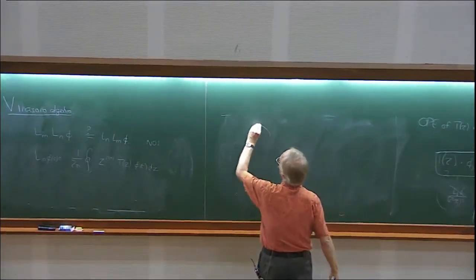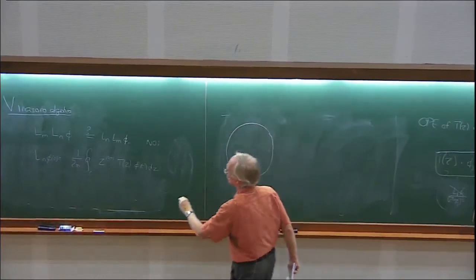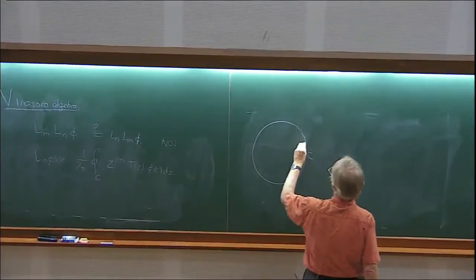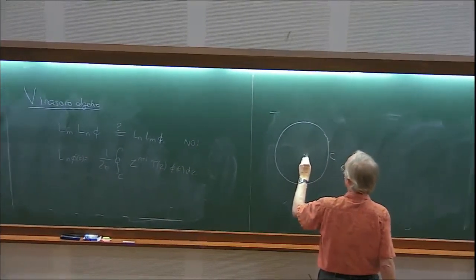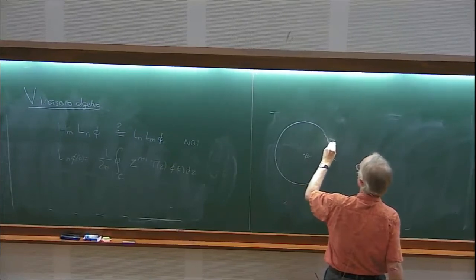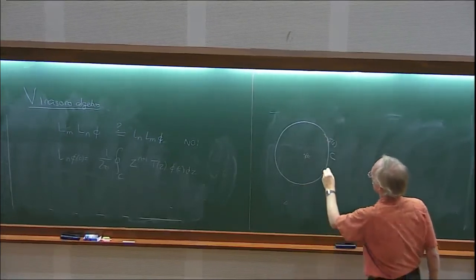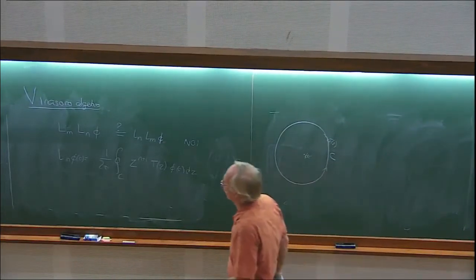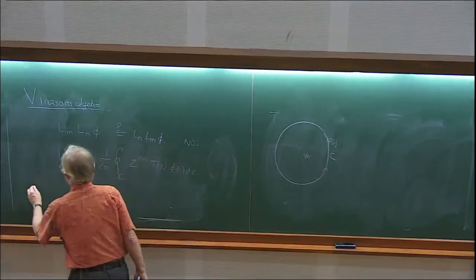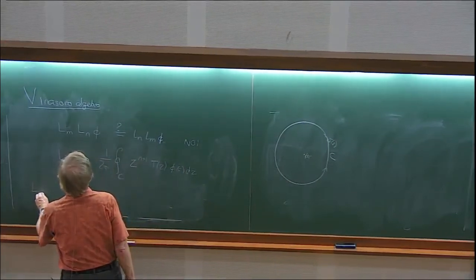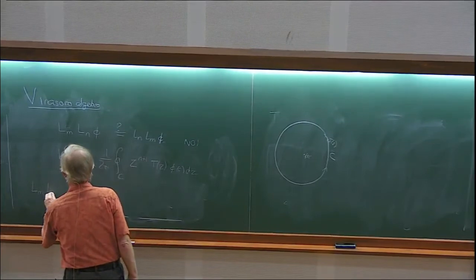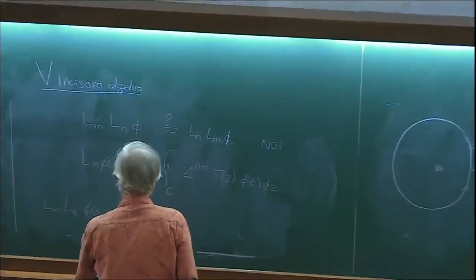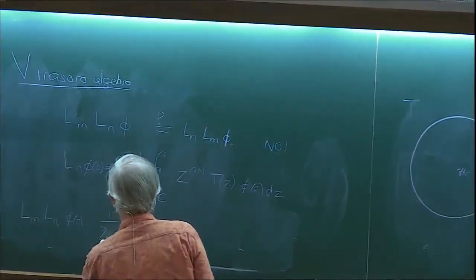So here's my contour C, and I've got phi of 0 here. I've got T of Z sitting somewhere on this contour, and I'm supposed to do the contour integral here. On the other hand, if I want to work out Ln phi of 0, then I have to do the same thing again with a different contour.